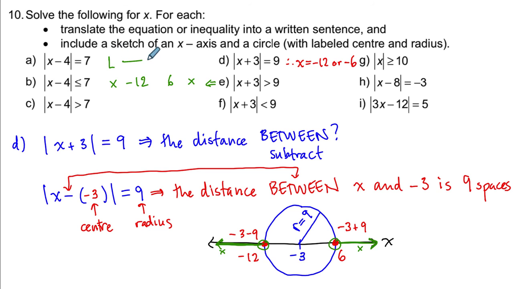So we always put our numbers increasing from left to right, meaning that our inequality symbol opens to the right. And so between x and -12 we have a less than, and between 6 and x we have a less than, and then we have the word or in between the two sets. Now for part F we see that we have a less than symbol, so we are going to be looking at the distance between x and -3 is less than 9 spaces. We're still not including the endpoints, but now we're looking in between the two boundary points. We're looking inside the circle for our x values.